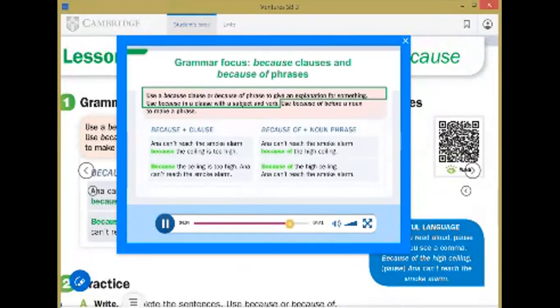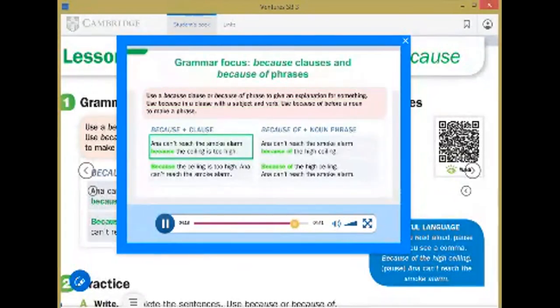Use a because clause or because of phrase to give an explanation for something. Use because in a clause with a subject and verb. Anna can't reach the smoke alarm because the ceiling is too high. Because the ceiling is too high, Anna can't reach the smoke alarm.